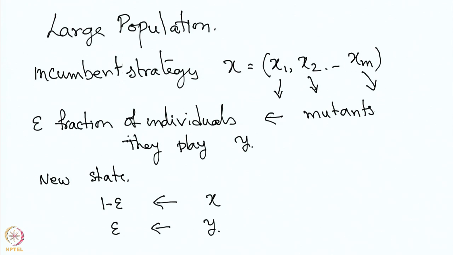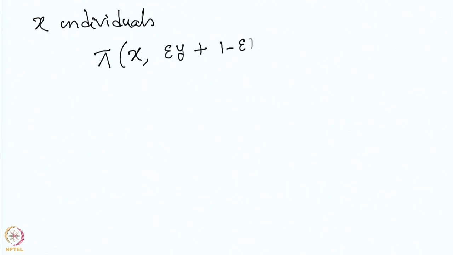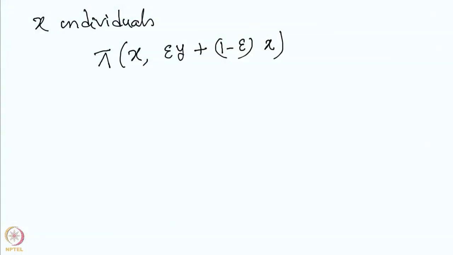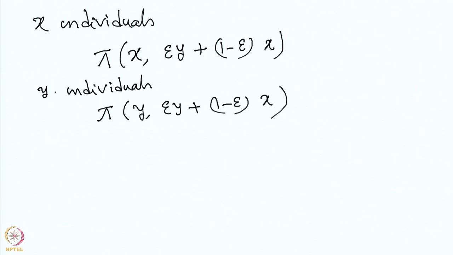So, what is the average fitness here? The X individuals get an average fitness of pi(X, epsilon Y plus (1 minus epsilon) X), because a person playing X meets a fraction epsilon of people programmed to play Y and the remaining people playing X. Therefore, if you pick an individual there, the distribution is epsilon Y plus (1 minus epsilon) X. Now, what about the Y individuals? They will get pi(Y, epsilon Y plus (1 minus epsilon) X).